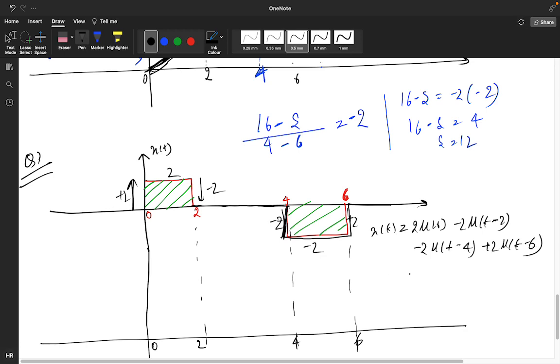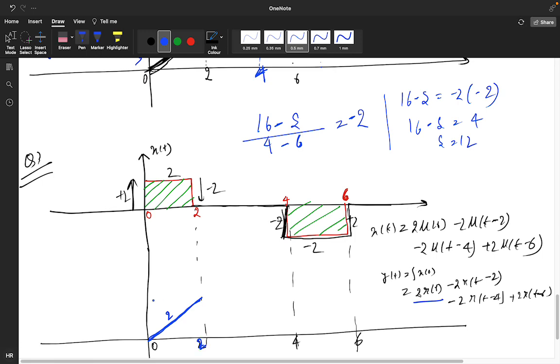If you integrate this, what will you get? y of t, the integration of x of t, what will you get? 2r of t minus 2r of t minus 2 minus 2r of t minus 4 plus 2r of t minus 6. Right? So 2r of t, it's moving like this. Slope is 2. This is 2. So this must be 4. 4 divided by 2, y2 minus y1 will give you 2 only.